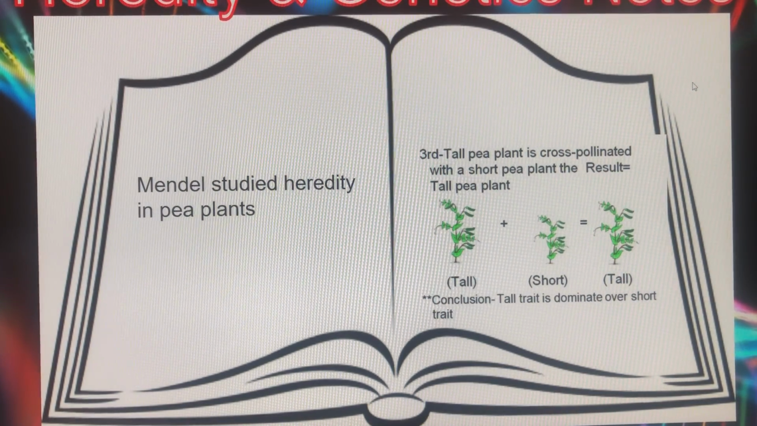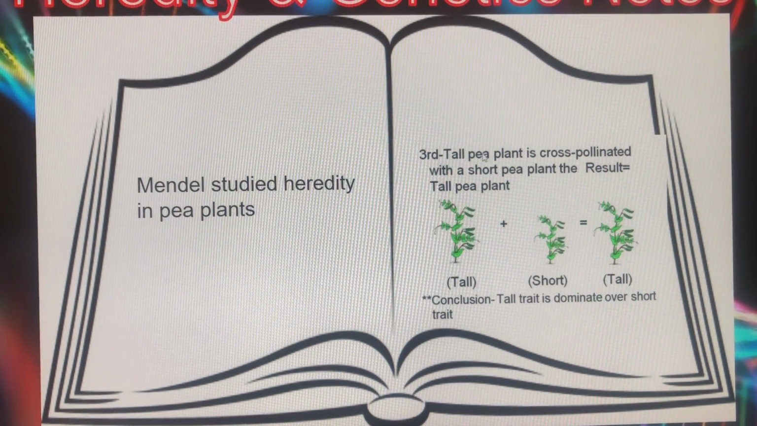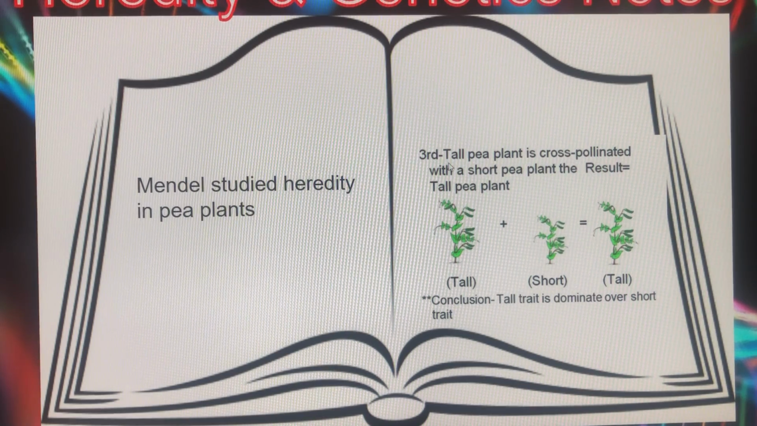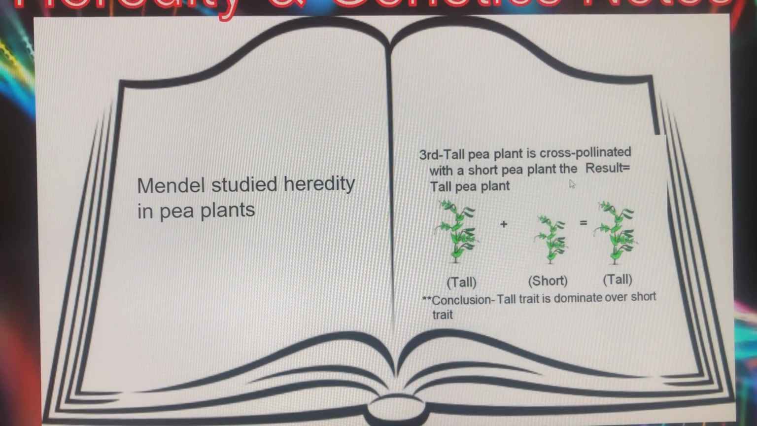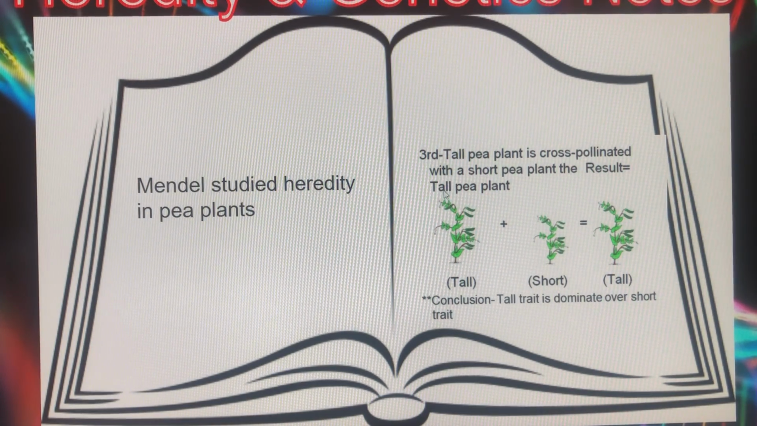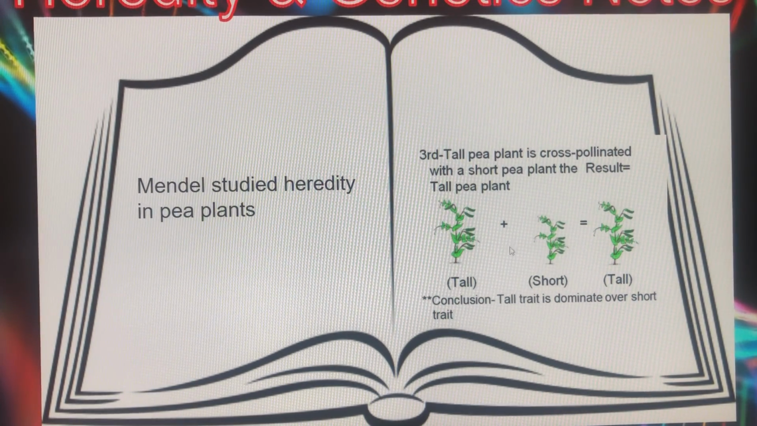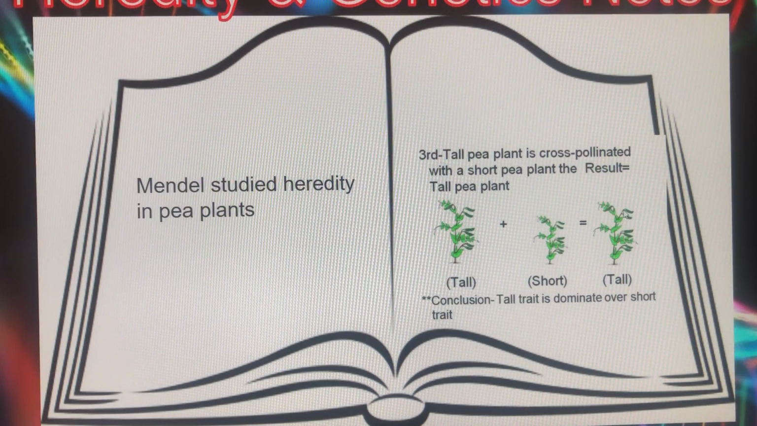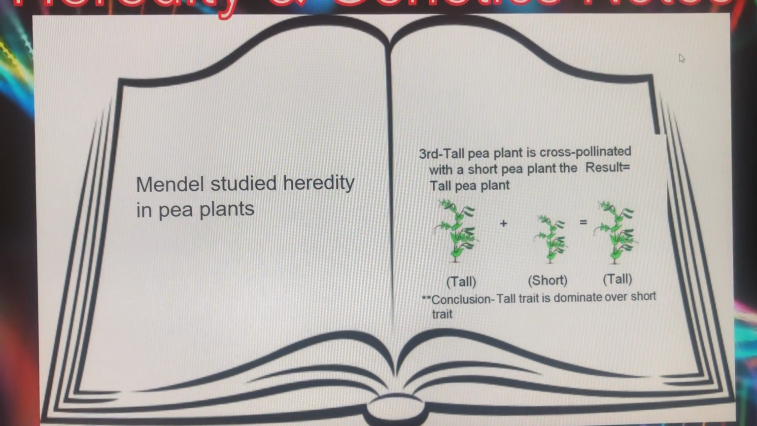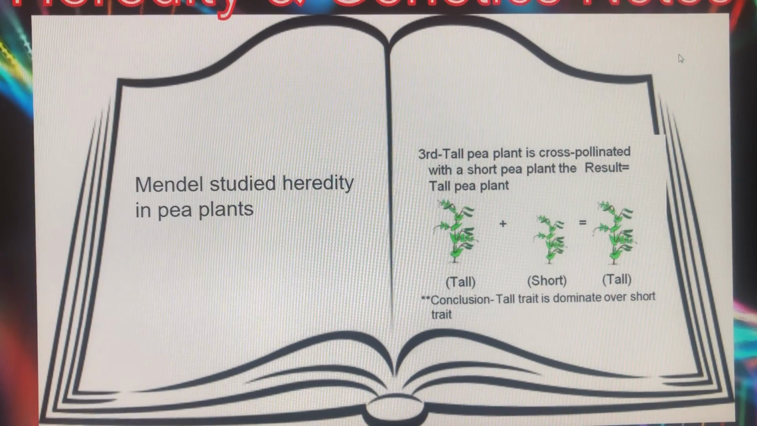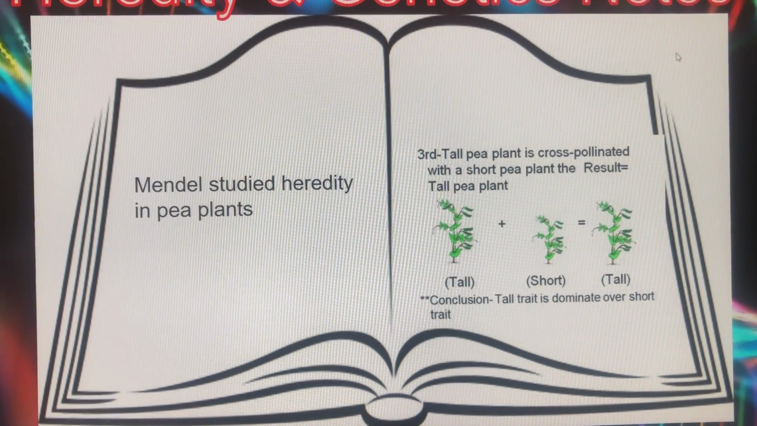For your ISN entry, make sure that you have this third investigation. Gregor Mendel takes a tall pea plant, cross-pollinates it with a short pea plant, and the result will be a tall pea plant. So we have a tall pea plant plus a short pea plant equals a tall pea plant. The conclusion, though, that Gregor Mendel had is, hey, the tall trait will be the dominant trait. That's what's going to show up.